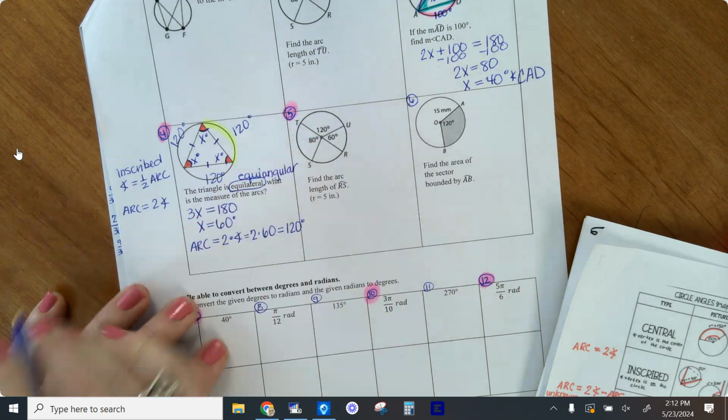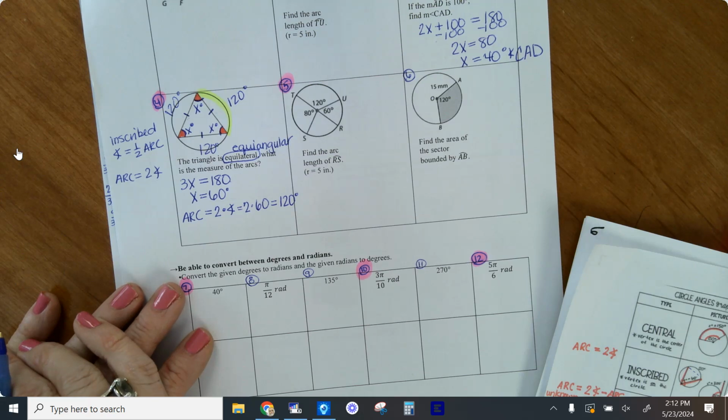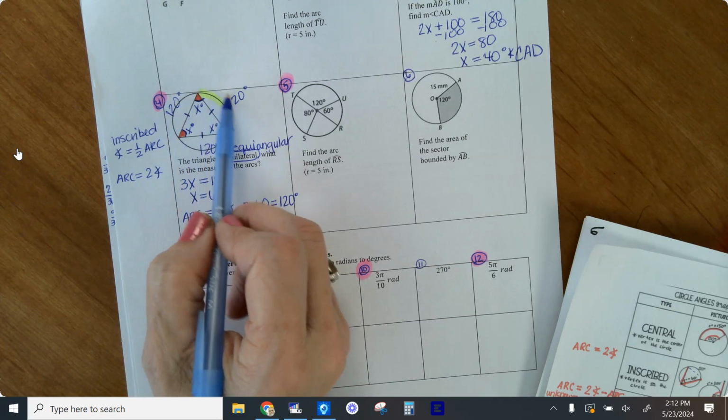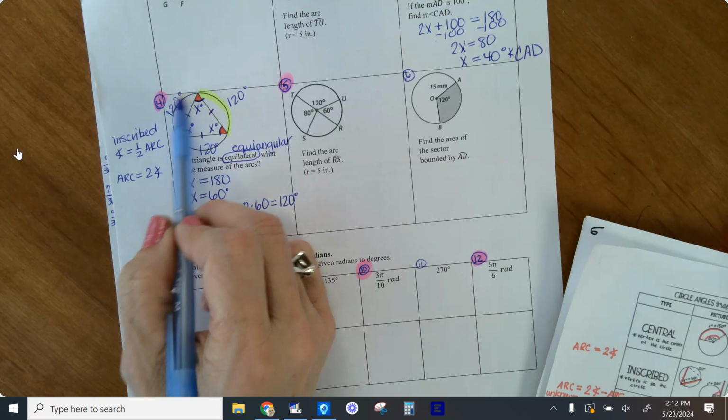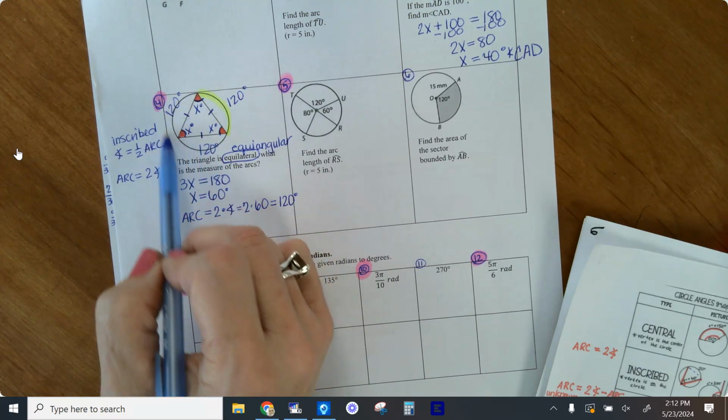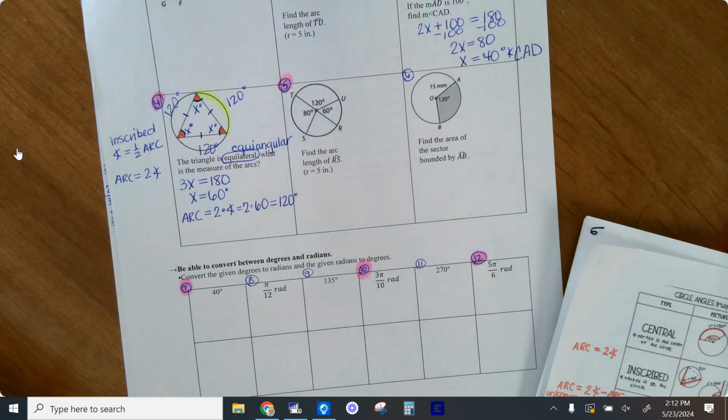Now let me ask you a question. If you add up all of your arcs, how much do you get? 360. And what do you know about 360? It's over here. It's the circle. Right? 360 is a circle. Okay, and that's how you can kind of check your work there. All right.